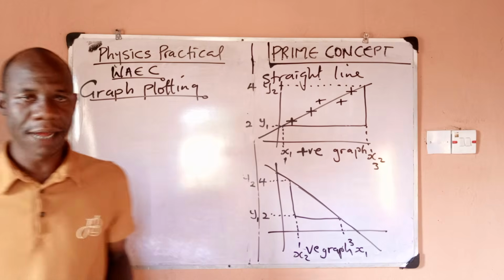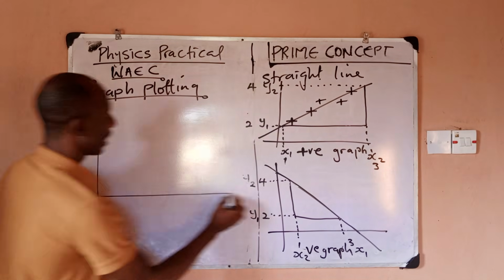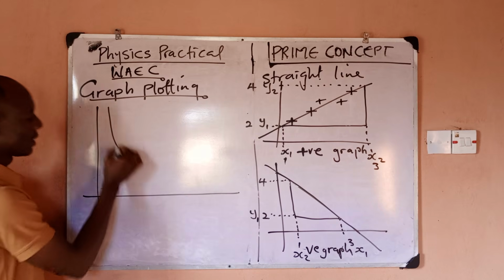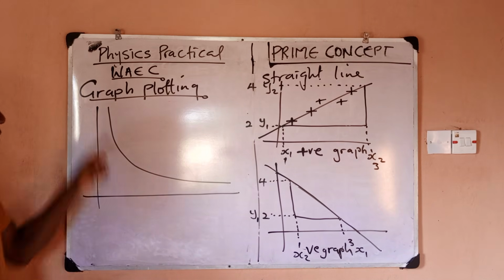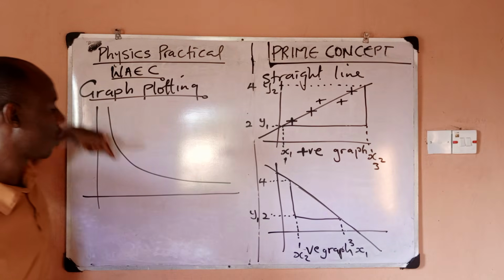So for a curved graph, how do you find the slope? Now say you have plotted a graph and you got something like this. I hope you know this is no longer a straight line. This is a curve. Because when you have a curve, you're going to join it.